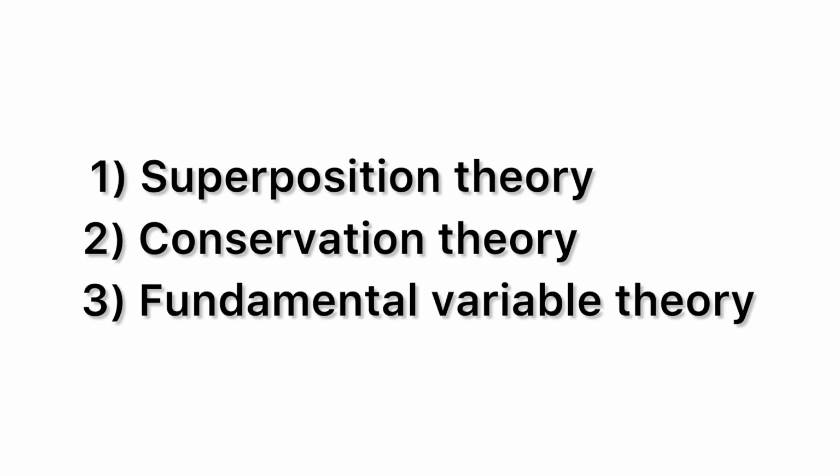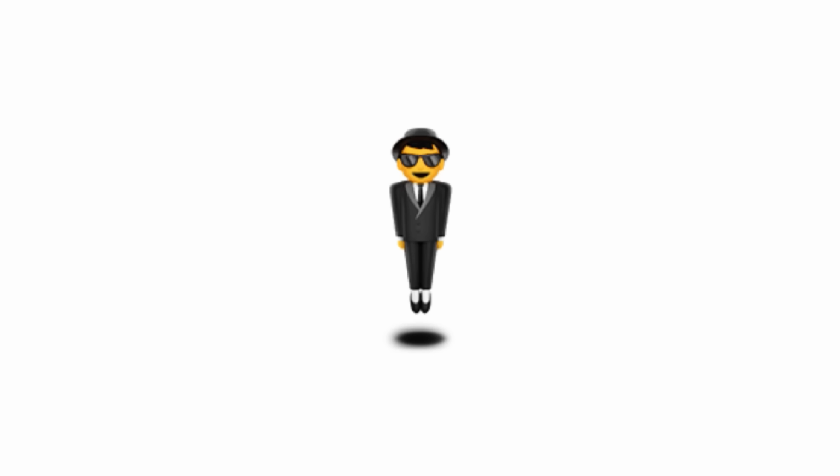Now, in order to prove the fundamental variable theory, we shall apply these three theories we just discussed to different things and see which one is compatible and which one is not. Let's use Paul as our first example.